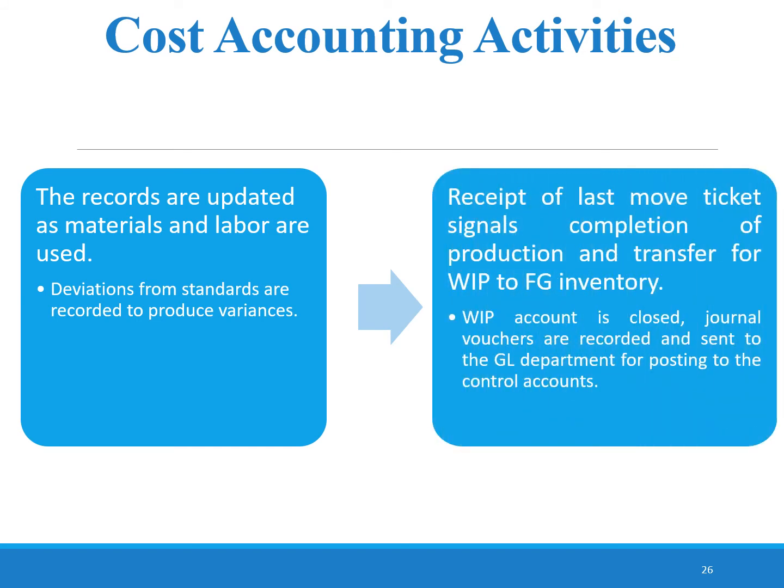And then the receipt of the last move ticket signals completion of the production and transfer of the working in progress to the finished goods inventory. Working in progress account is closed. The journal vouchers are recorded and sent to the general ledger department for posting to the control account. All of this narrative explanation has been explained just now in the diagram.